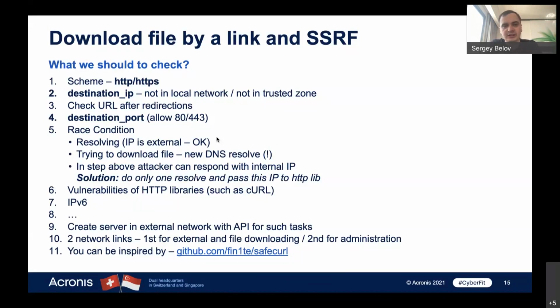Modern libraries like Python requests, or curl, allow you to pass an IP address that you resolved to the HTTP library. Then your software will not make any other DNS request, and you will be safe from the race condition. Of course, there could be issues in HTTP libraries, so keep them updated. If you're switching to IPv6, be careful as well, and double check that the same checks apply for IPv6.